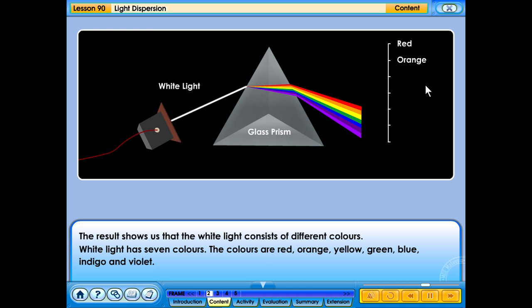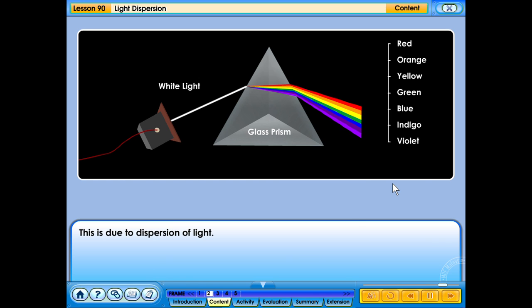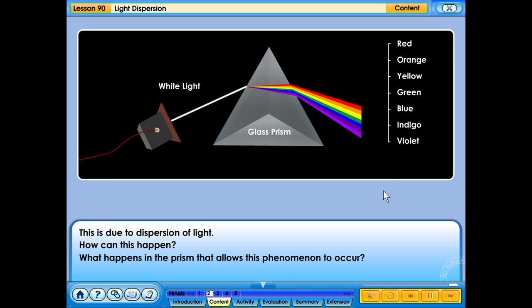White light has 7 colors. The colors are red, orange, yellow, green, blue, indigo, and violet. This is due to dispersion of light. How can this happen? What happens in the prism that allows this phenomenon to occur?